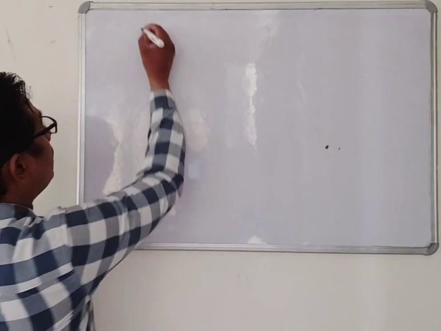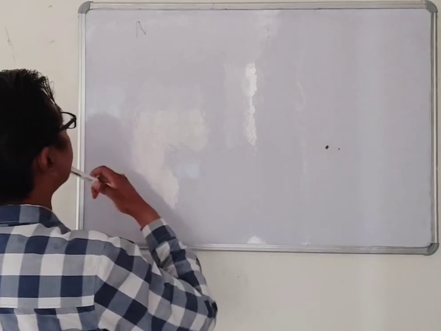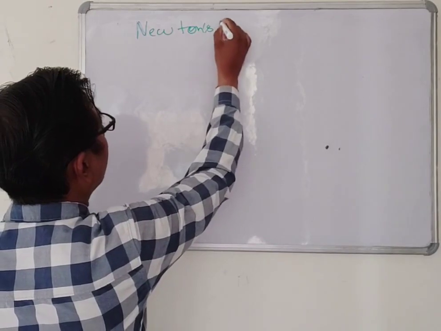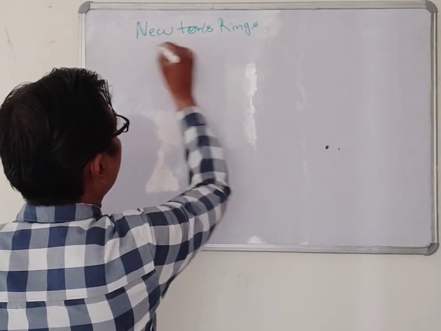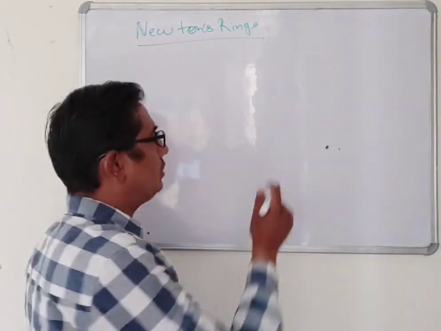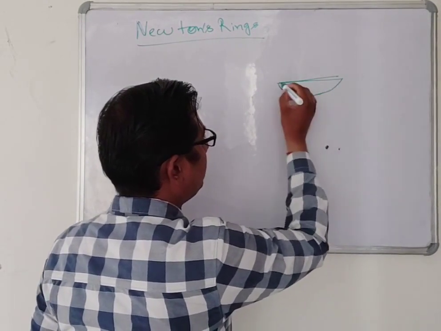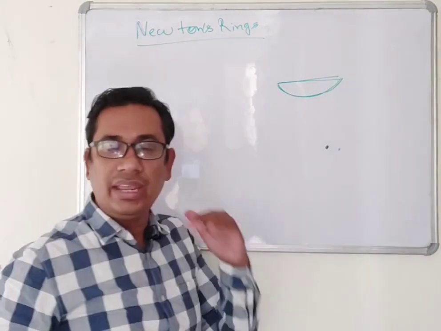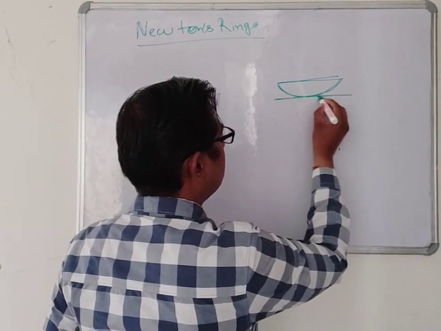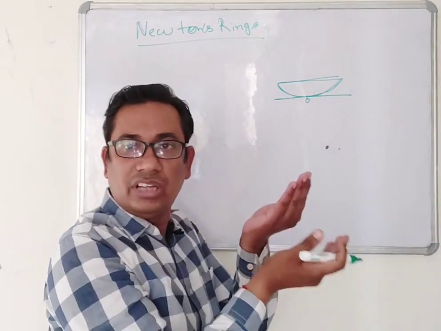Now we will start with Newton rings. What is a Newton rings? When a plano-convex lens, you know that this one is a plano-convex lens, is placed on a glass plate like that, you can see it like that. This one is the point of contact O of the plano-convex lens with the glass plate.